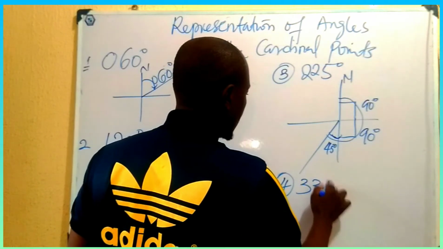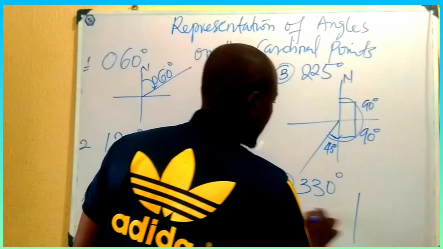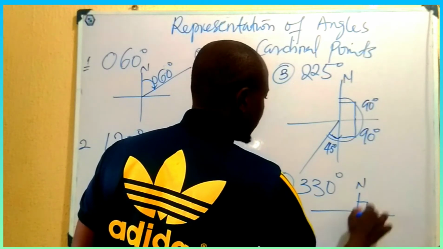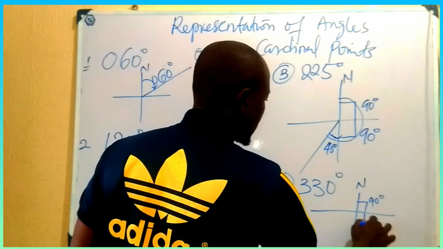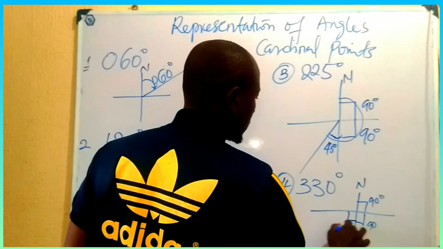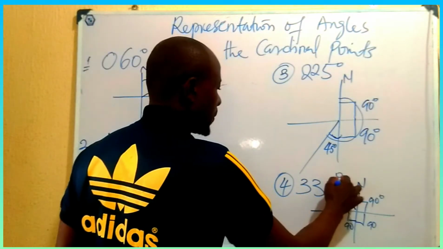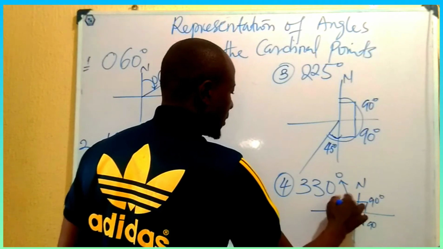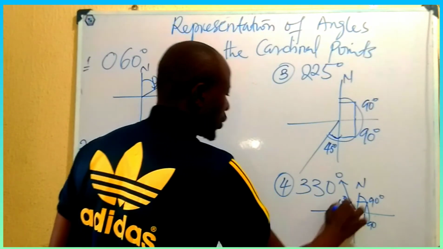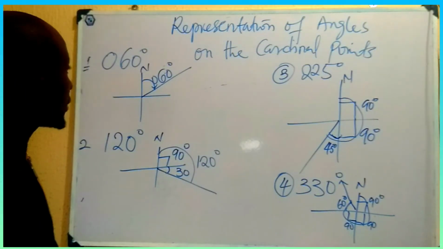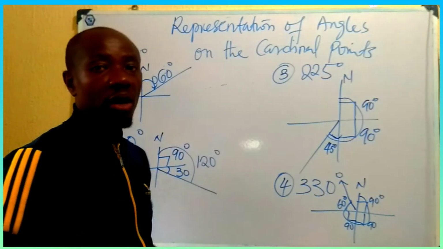So the next one we are going to represent is 330 degrees. So 330, we have 90, starting from the north. We have 90, we have 90, another 90, another 90. So what do we have left? 60 degrees. So the 60 degrees will pass through here. So when you add everything up to this, you have your what? 330 degrees. So this is how to represent angles on the 4 cardinal points.